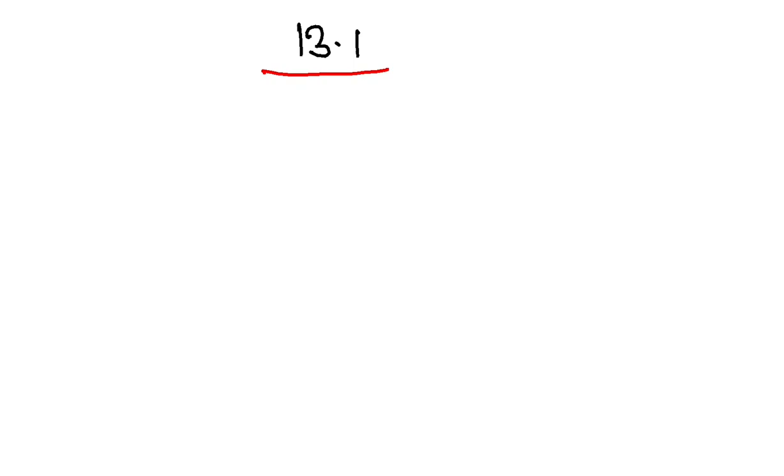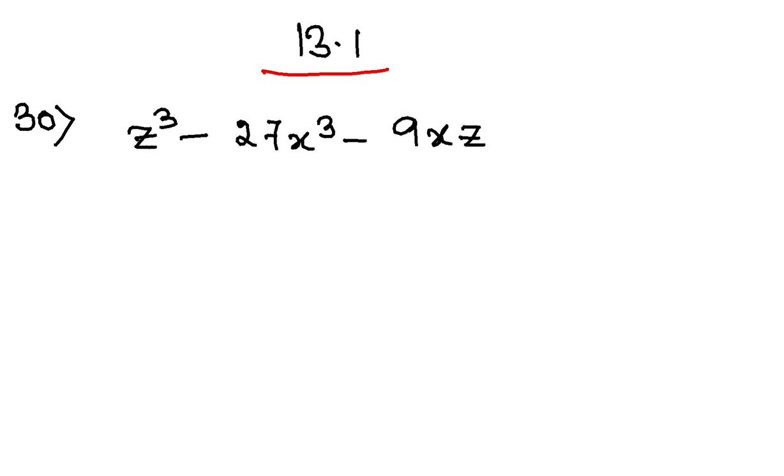Alright students, so we'll continue with exercise 13.1. It's time to do question number 30. The question goes like this: z cube minus 27x cube plus minus 9x z square plus 27x square z. Okay, so now this is z whole cube.